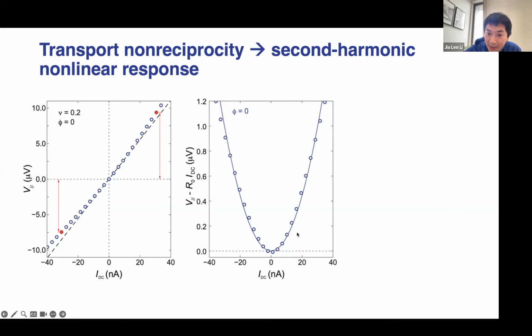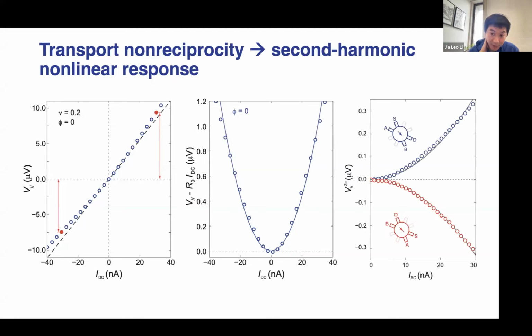So in this case, if you were to apply an AC current with sine omega t frequency, right, the nonlinear response or the non-reciprocal component should be sine squared omega t, which is proportional to cosine 2 omega t. So you should be able to measure the non-reciprocal component just by looking at the second harmonic frequency of the AC current bias, right? And that's what we did here.